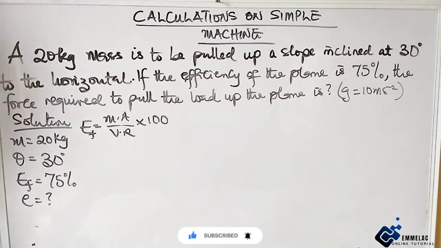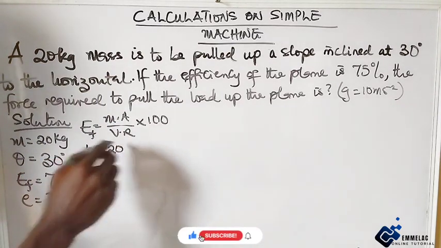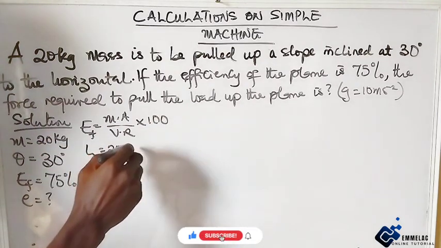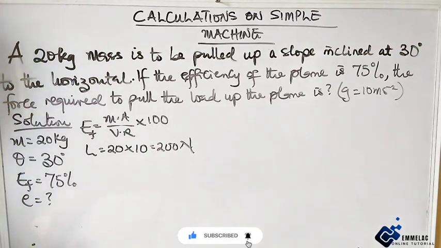Now for us to get the velocity ratio, we first need the load. The load will be the weight of the object to be pulled. So the load here will be 20 kilograms times 10, which is 200 Newton. The effort is what I'm looking for.